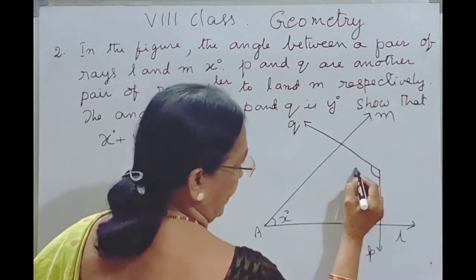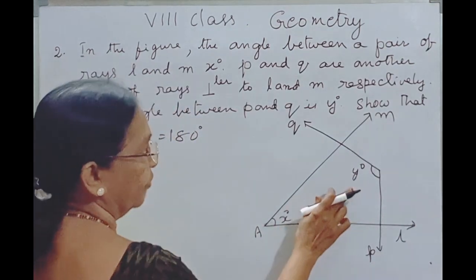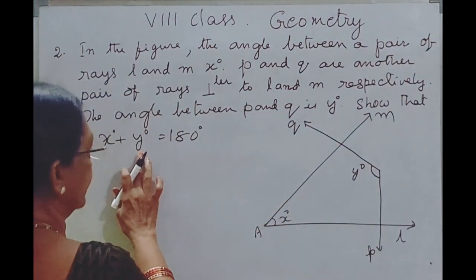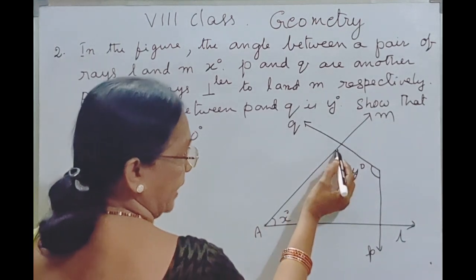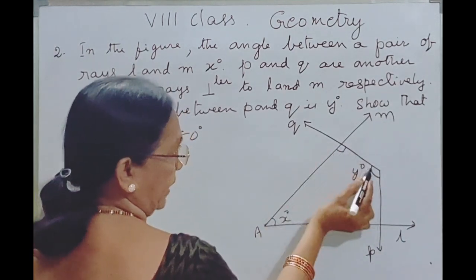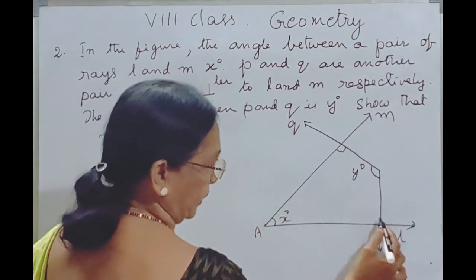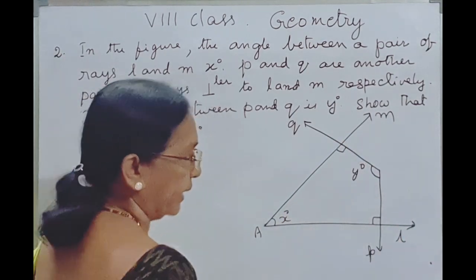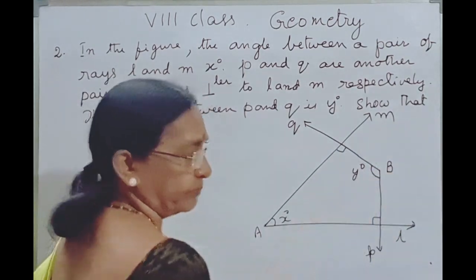So this is the angle between the rays P and Q, y degrees. Show that x plus y is equal to 180. This Q is perpendicular to M and P is perpendicular to L. Therefore this is also a right angle. Let this point be B.